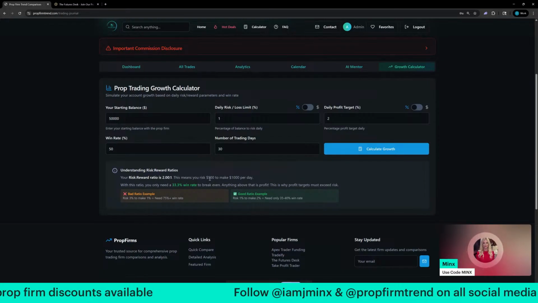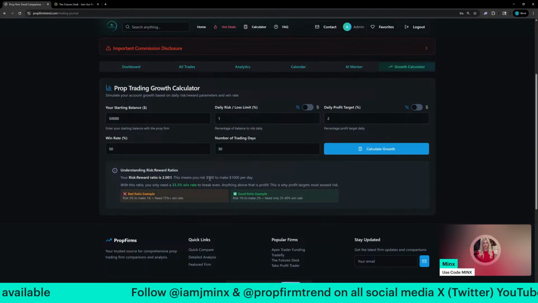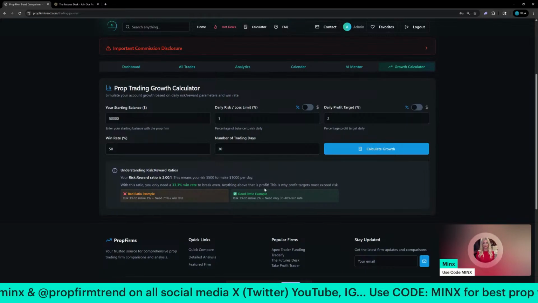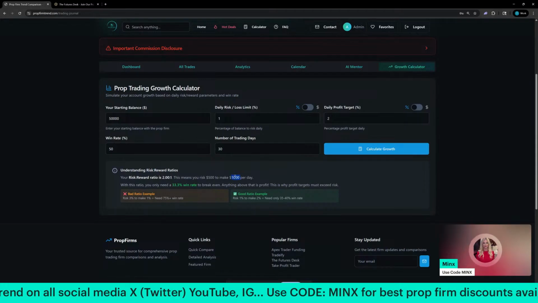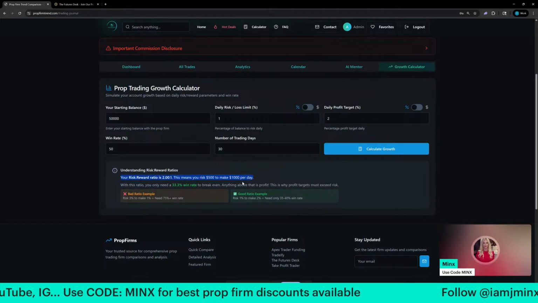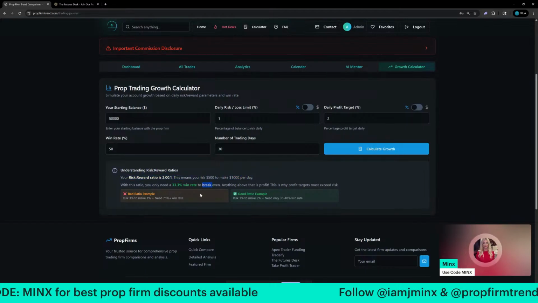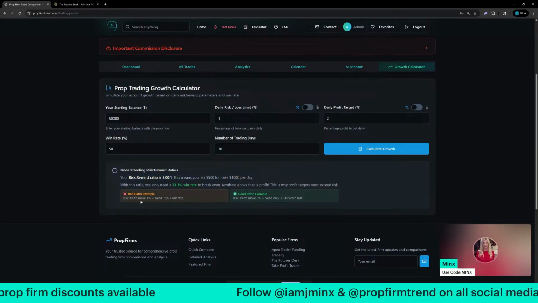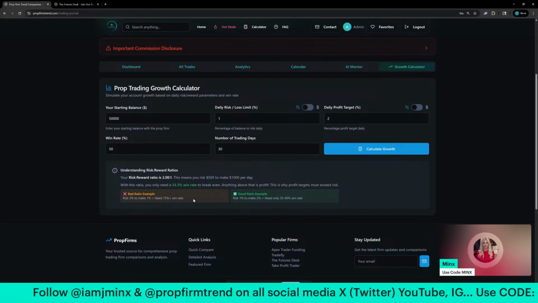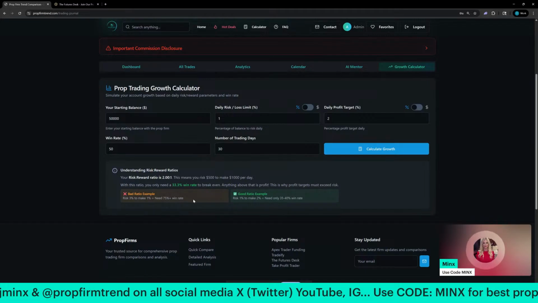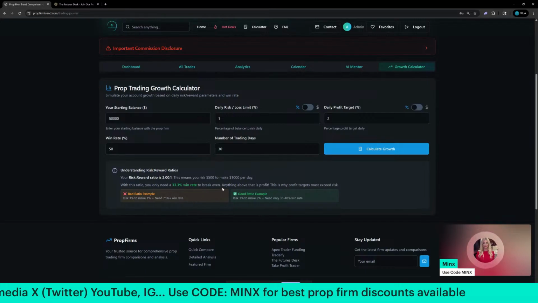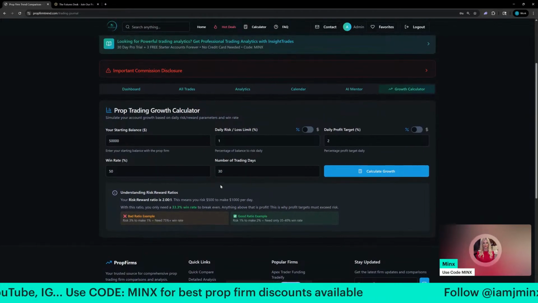So this is why your profit targets must exceed your risk. What I see is people do the opposite. They'll risk 1,000 to make $200. They'll risk 2,000 to make $500. And your win rate better be really good if you're going to be doing that. Otherwise, you're just going to blow your account.